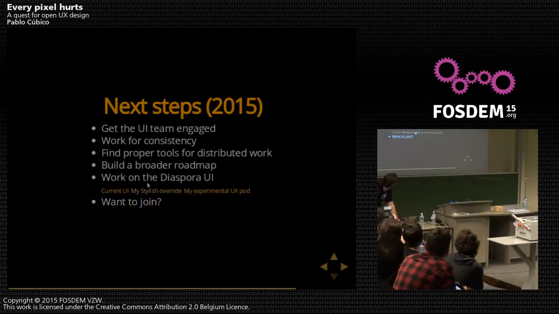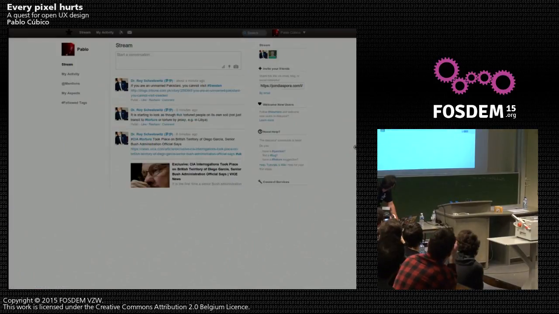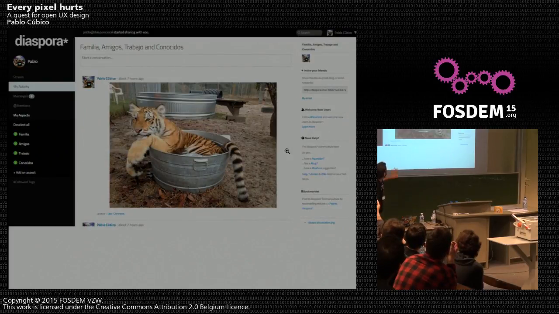Let me show you the current UI, the one that people told me was ugly, which is this one. This is the current Diaspora UI. I started doing experiments on my browser with Stylish, just overriding CSS without touching anything. This was the outcome, using the same markup with just CSS changes. And I have an experimental pod running that looks like this, and it's starting to look, I think, a little more solid. And I'm trying to get validation from the community at every step of the process and trying to open the process as much as possible. And it's all an experiment.